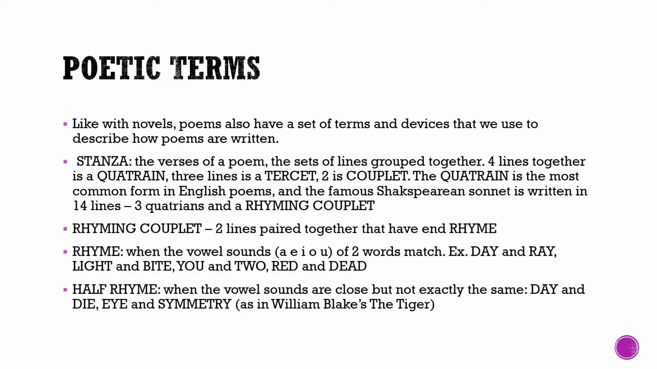Rhyme is when the vowel sounds A, E, I, O, or U of two words match. For example, day and ray, light and bite, you and two, red and dead. Half rhyme is when the vowel sounds are close but not exactly the same. Day and die, I in symmetry, as in William Blake's poem, The Tiger.